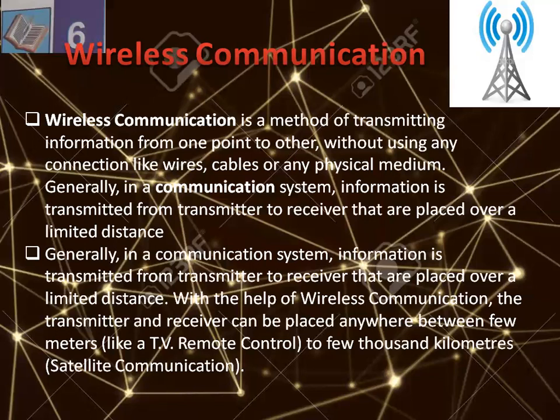With the help of wireless communication, the transmitter and receiver can be placed anywhere between a few meters, like a TV remote control, to a few thousand kilometers, like satellite communication. So all these are examples of wireless communication: TV remote control, and for a few thousand kilometers we can use satellite communication. These are the simple and generally used examples of our wireless communication system.